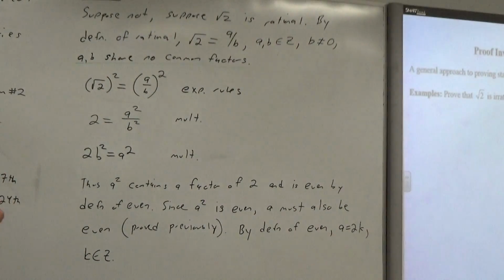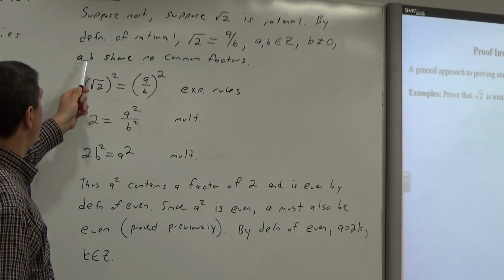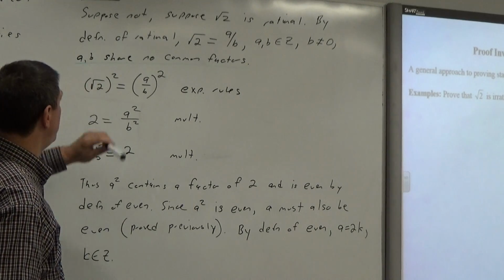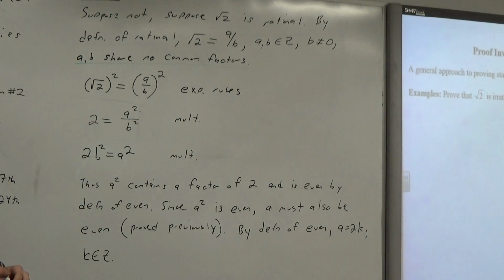No, we definitely have to show that they both contain a factor of 2. We don't know that for certain. What I'm saying is that A and B share no common factors. But if you use the terminology, if one of the propositions is false, the whole outcome is false.